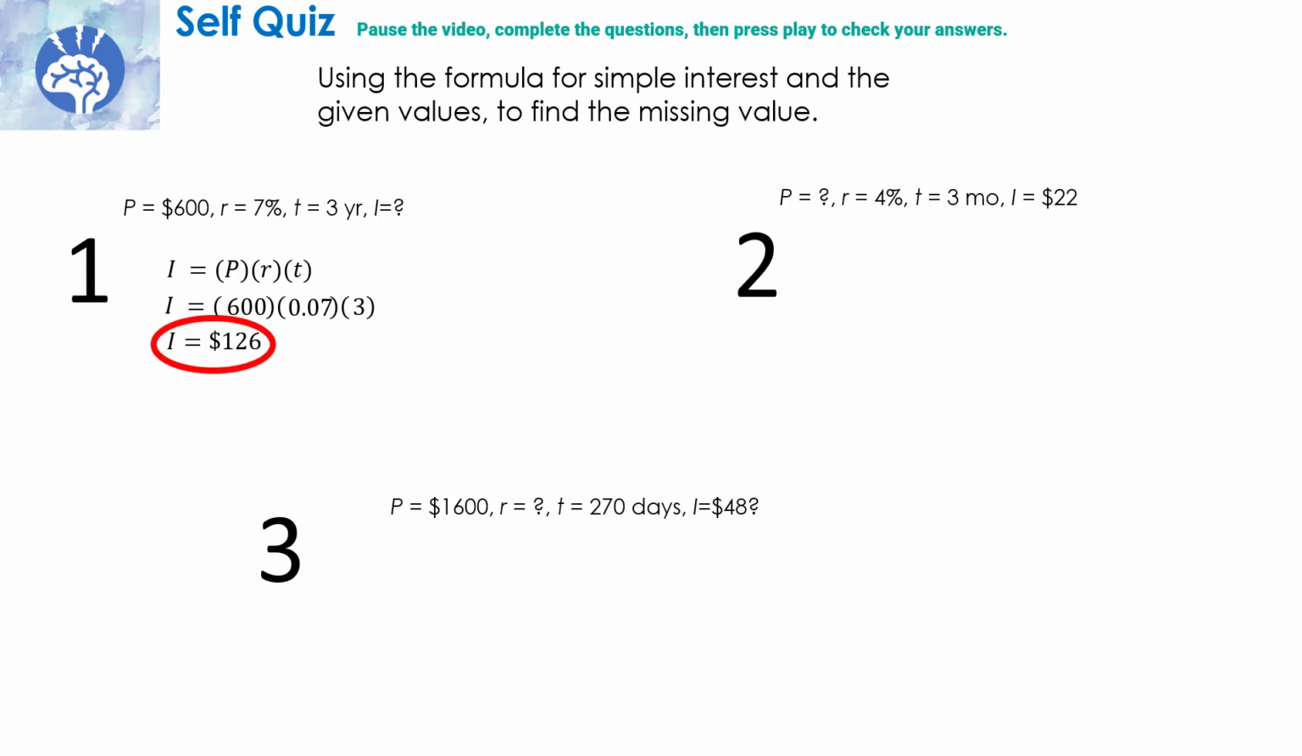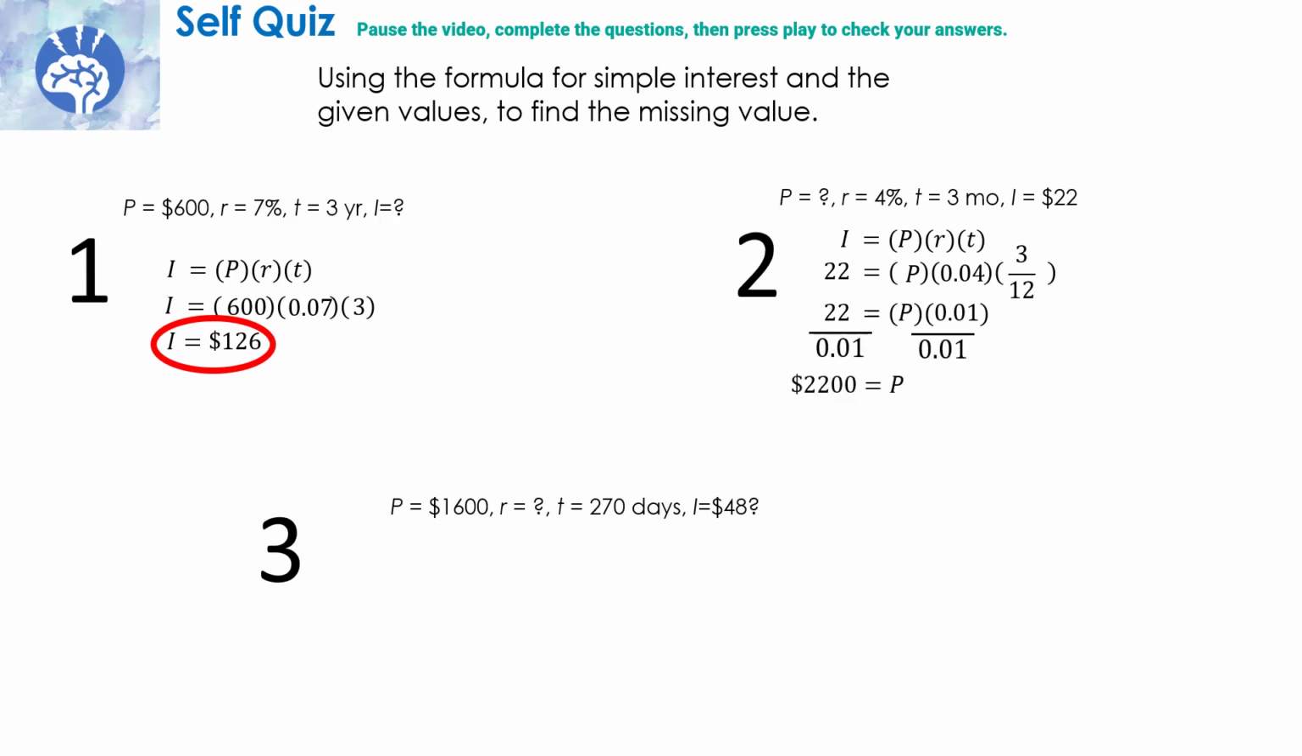For number 2, we don't know the principal. The rate is 4%, the time is 3 months, and the interest is $22. We're going to use the same formula. I put 22 in for I. We don't know the principal, so I'm going to just leave the P. I have to change the rate to a decimal. And then, since the time is in months, I have to write a fraction, 3 over 12. When I multiply 0.04 times 3 over 12, we get 0.01. To get P by itself, I have to divide. And it turns out that our principal is $2,200.